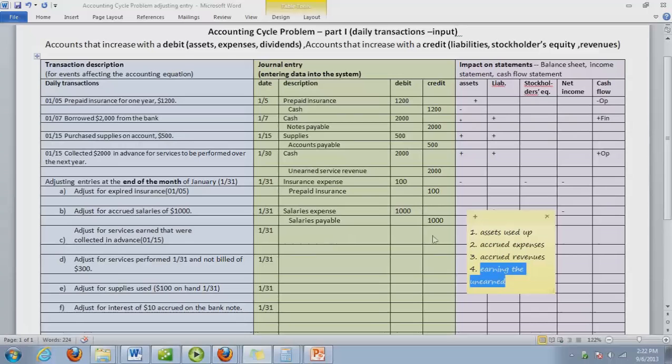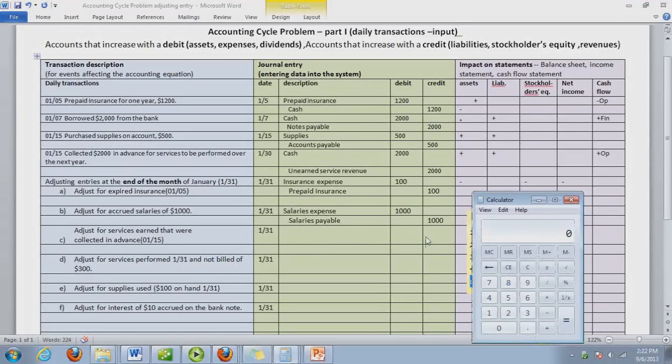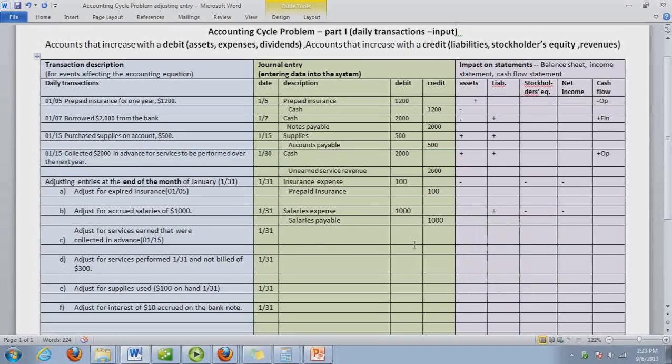So we have that, and then let's go ahead and do the calculation for it. We have a collection of $2,000. Now if we did it for a month, we divide by 12 because it's a 12-month contract, which would be about $167, but we've actually only done a half a month. So let's divide that in two for a half a month and round to the nearest dollar. So it looks like $83 would be appropriate. So we'll put in 83, and we'll debit unearned revenue, and we'll credit revenue.